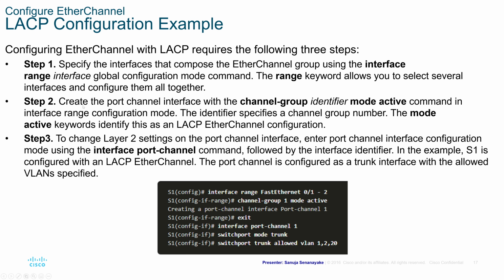The next step, after you enter the interface range command and the interfaces that you're going to be configuring, is to create the port channel interface with the channel-group command with the identifier, and you're going to set the mode to whatever mode you like. In this case, we're going to put it into active mode. And the identifier specifies a channel group number. So this is the group number we're going to use.